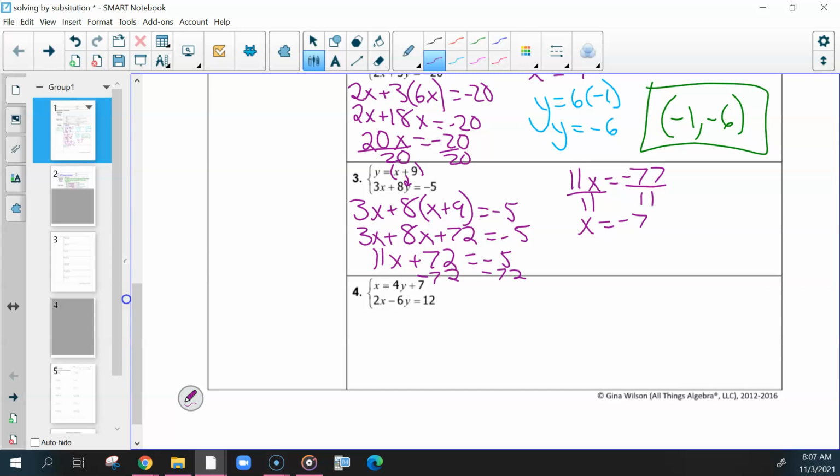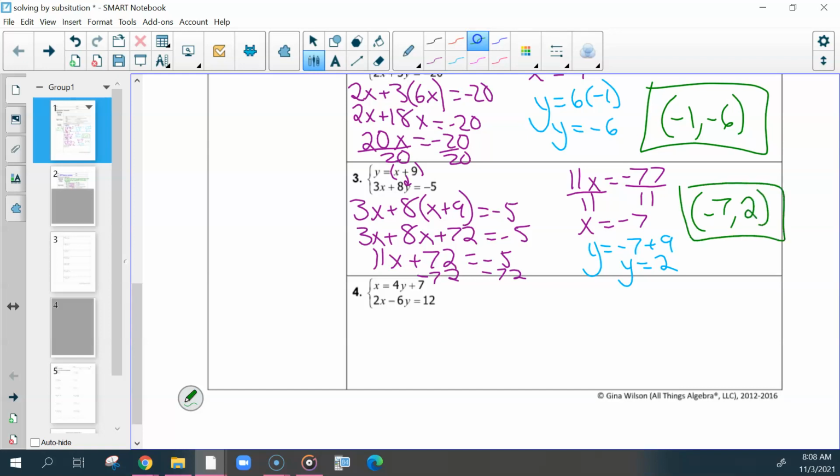And then once you find x, you can put that back into one of the equations you were given to find y. Again, it does not matter which one, but the one that's solved for y will be easier. This would give us y equals 2. Once we have our x and our y, we can put those together in an ordered pair, negative 7, 2.